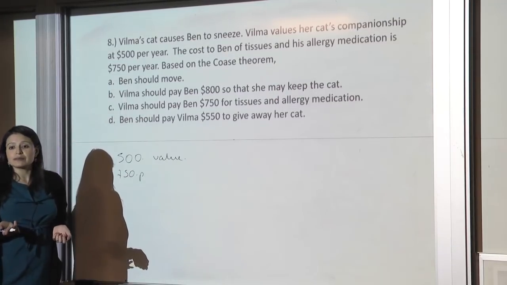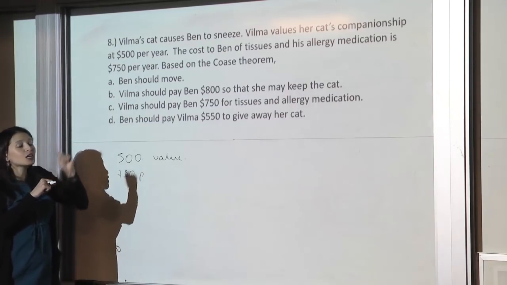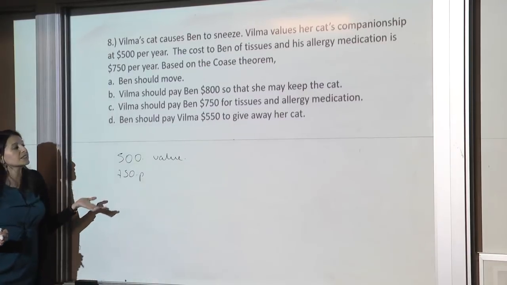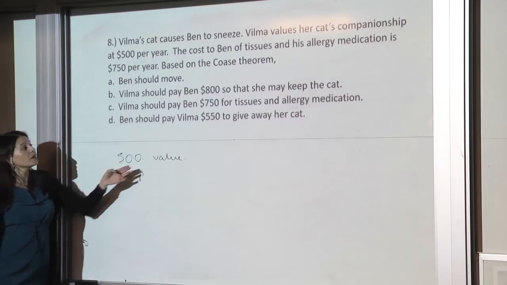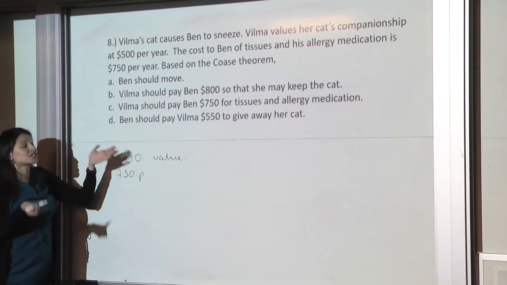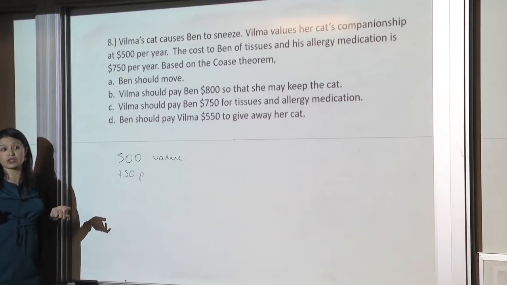So what is going to happen? He has to pay Vilma something a little bit over her valuation, so she's like, okay, I'm not going to have my cat. What is the best thing that he could do? Pay $550. She gets rid of the cat, and that's cheaper for him than spending $750 on tissues and medication. Okay? Yes?